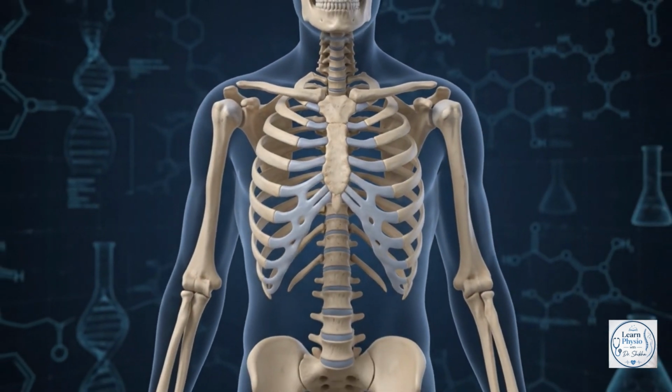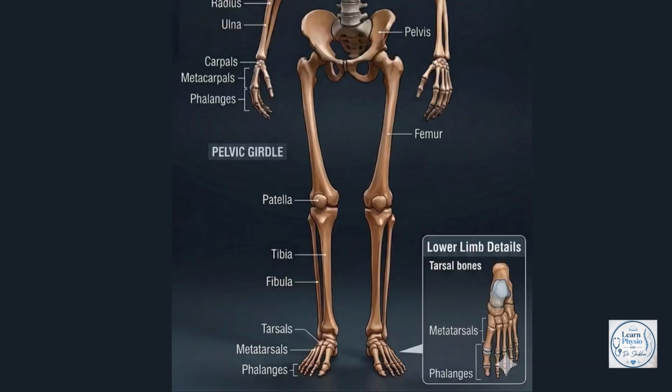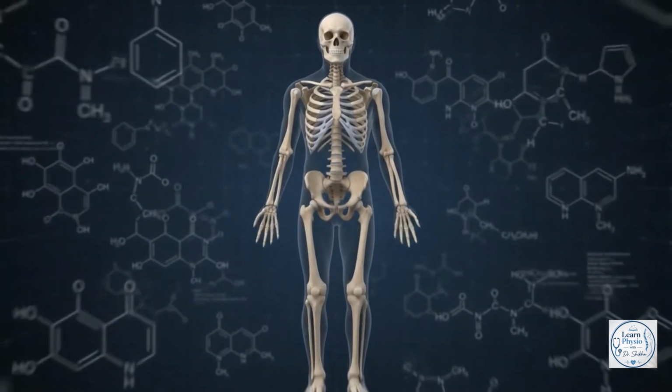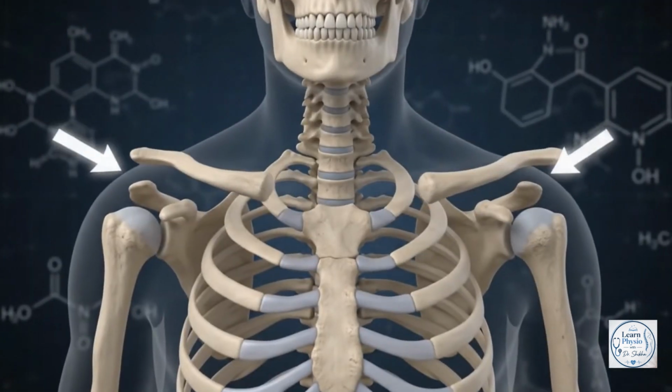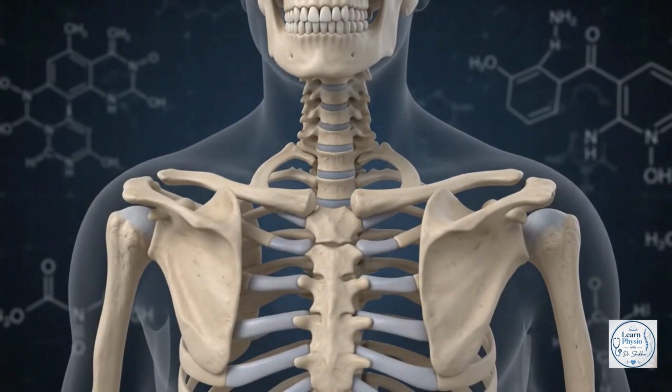Now let's talk about appendicular skeleton. It consists of 126 bone. It is a movable part of skeleton away from the midline is appendicular skeleton. First thing is shoulder girdle or pectoral girdle. It consists of clavicle and scapula. There are 2 clavicle and 2 scapula.